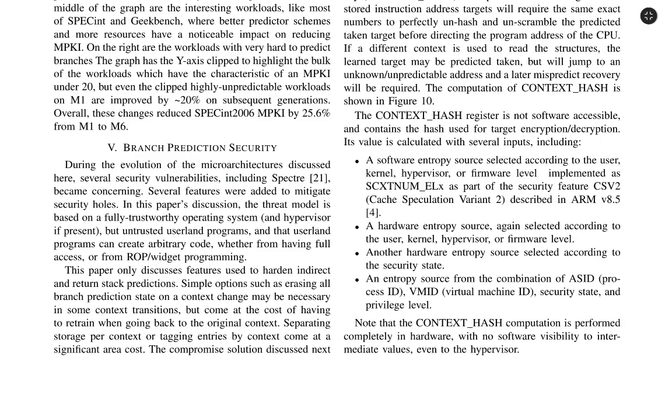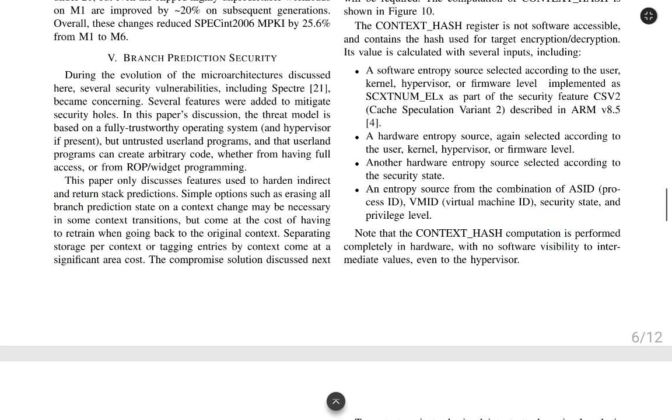In this paper's discussion, the model is based on a fully trustworthy operating system and hypervisor. The untrusted user-land program and the virtual user-land programs can create arbitrary code, whether from having full access or from ROP gadget programming. This paper only discusses the features used to harden indirect branch and return stack prediction.